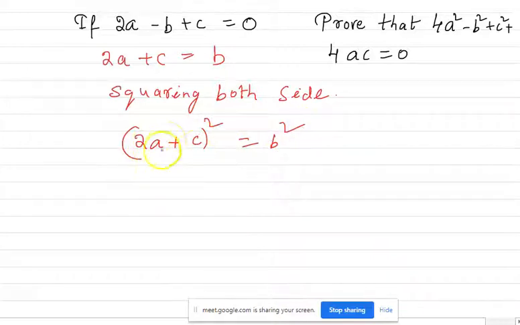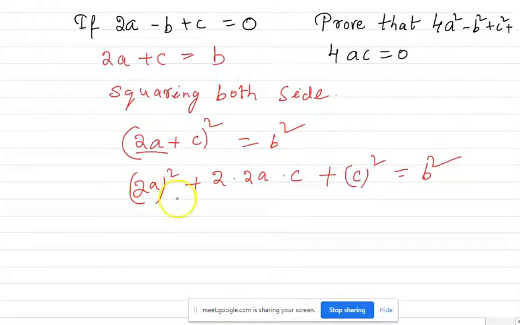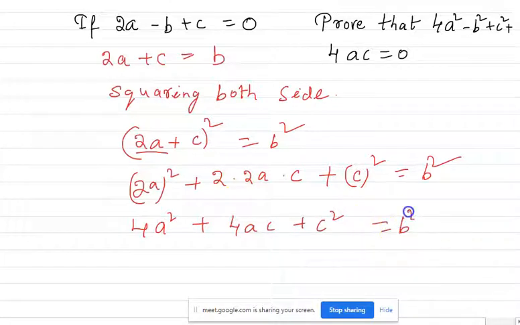So we apply the formula here. What is the formula of a plus b whole square? The formula is a square plus 2ab plus b square. So what is a square here? So I write here 2a whole square plus 2a. What is a? 2a. What is b? C. Plus b square, what is b? C square is equal to b square. Are you getting? So 2 2s are 4, so 4a square plus 4ac plus c square is equal to b square. Alright.